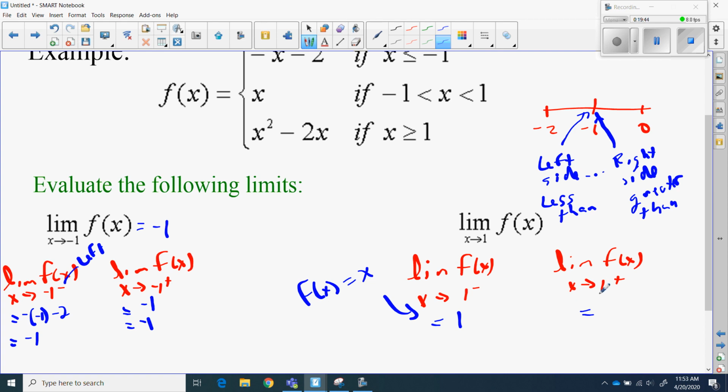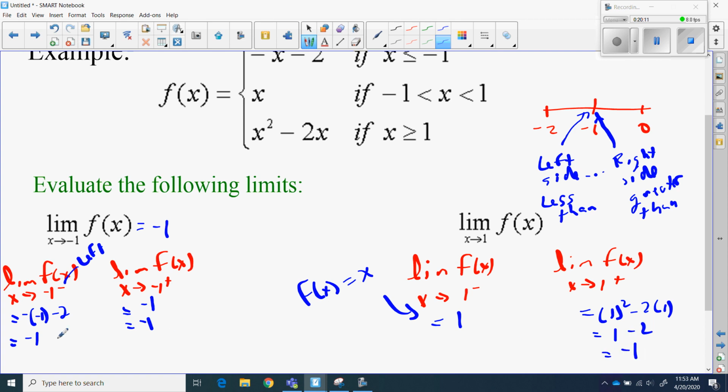This one, as x is approaching 1 from the right-hand side. Now I'm talking about numbers that are ever so slightly greater than 1. Well, if a number is ever so slightly greater than 1, you're in this piece of the function. So I'm going to put 1 in here where the x is. 1 squared minus 2 times 1. 1 subtract 2, I get -1.